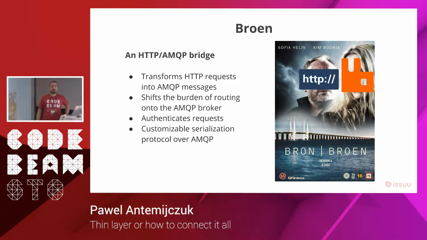What Broen really is, is an HTTP to AMQP bridge. What it does is it takes HTTP requests and transforms them to AMQP messages. That shifts all the burden of things like routing and load balancing onto the RabbitMQ broker, which we're using. It is also able to authenticate the requests, and we have some customization available via different plugins that I'm going to talk about in a moment.